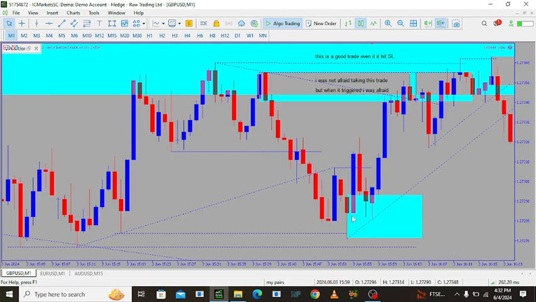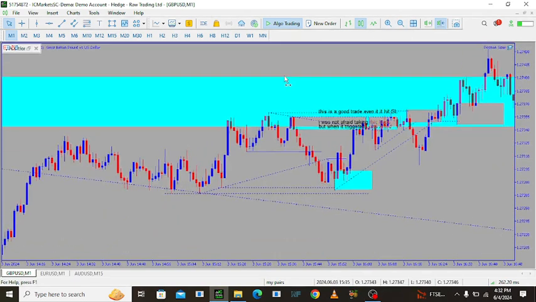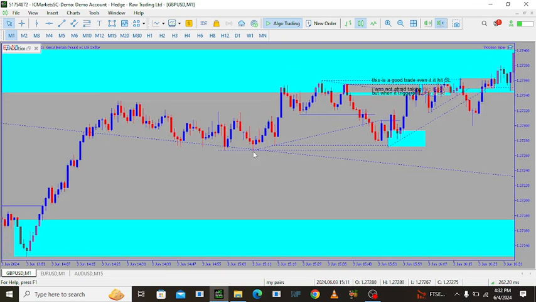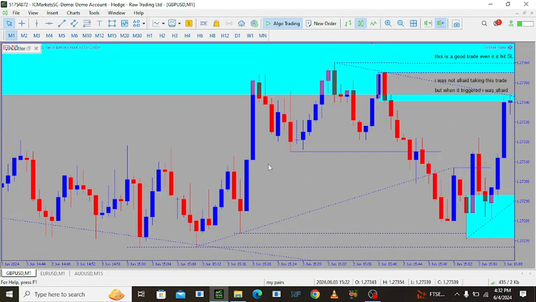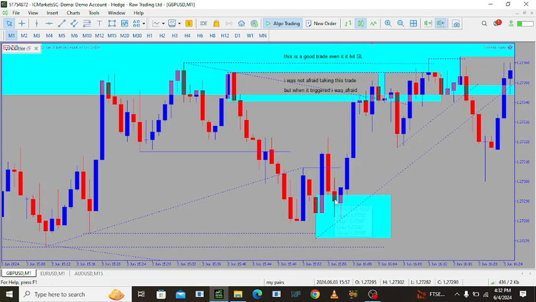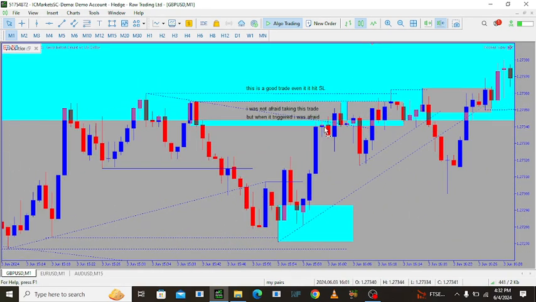Imagine, I did mark this one, because I was aware that we had this higher high, higher low, higher high, and with this high low, with this inducement and this sweep. I even told myself that I would buy here, to sell here at the top, to buy at the bottom. But I didn't even consider entering here, but I did mark it. So yeah, I was not afraid of taking this trade, but when it triggered, I was afraid. This is a good trade, even if it hits stop loss.